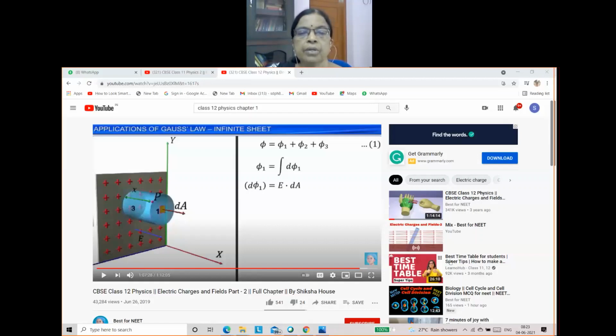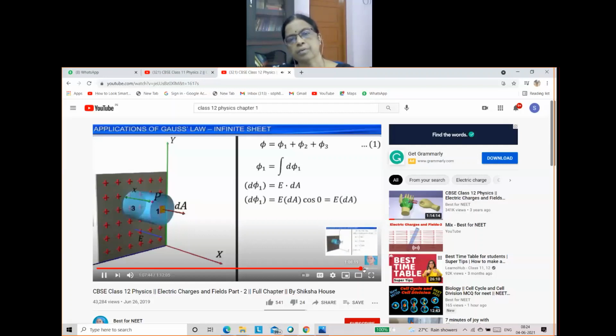Okay. Then the total flux will be phi 1 plus phi 2 only. Phi 3 becomes 0. So phi 1 is the integral of d phi 1, which will be E into integral dA, this area. You can see the steps. Since E and dA are parallel to each other, E dot dA is equal to E dA cos 0, which is equal to E dA. Let this be equation 2.